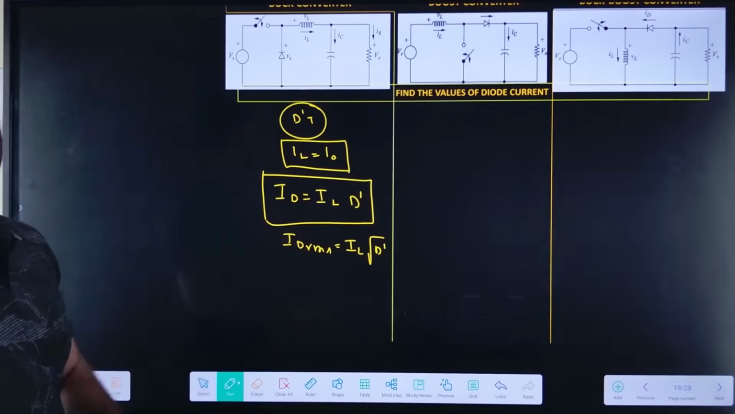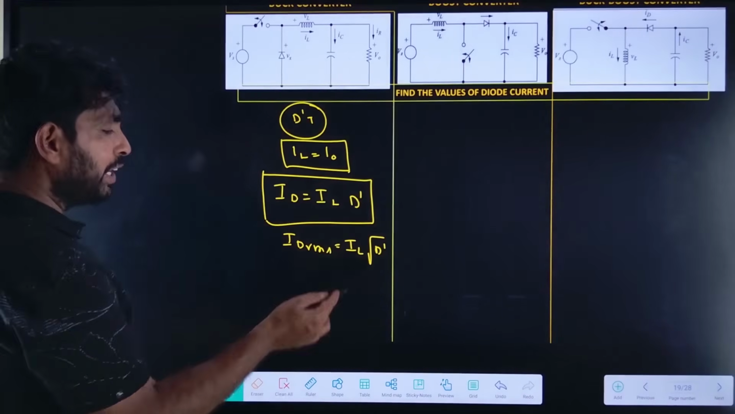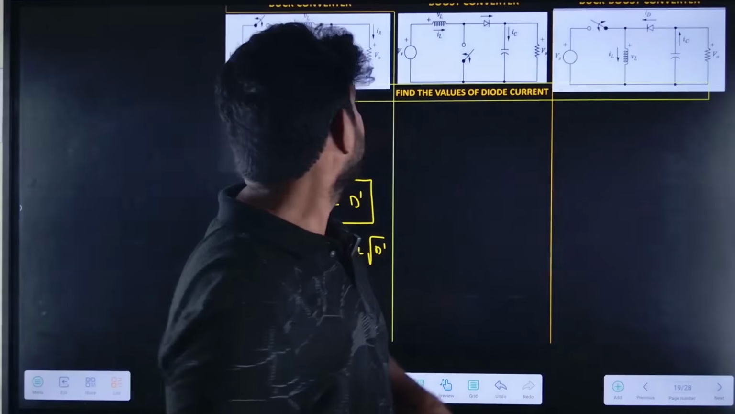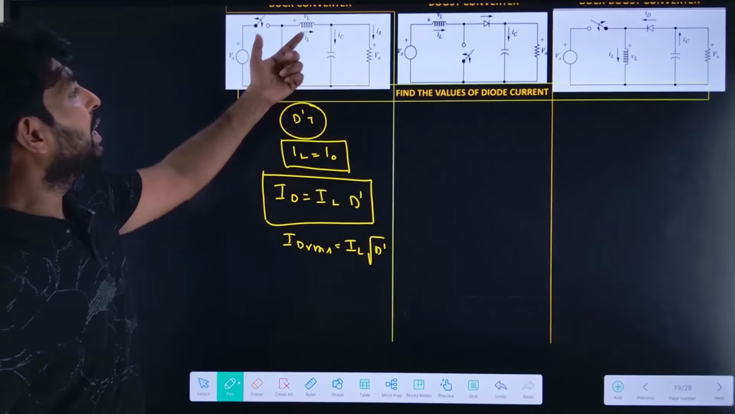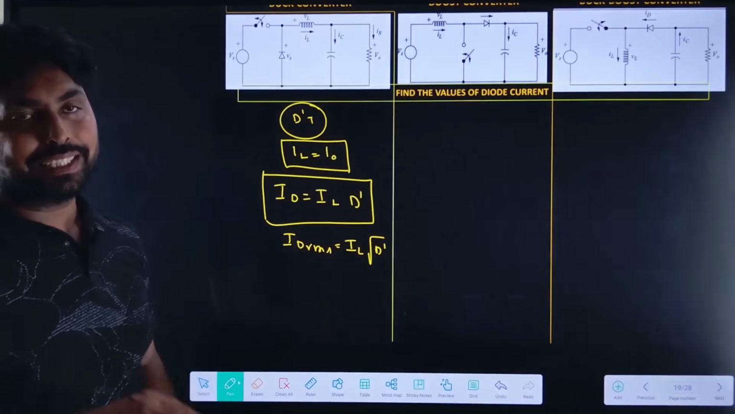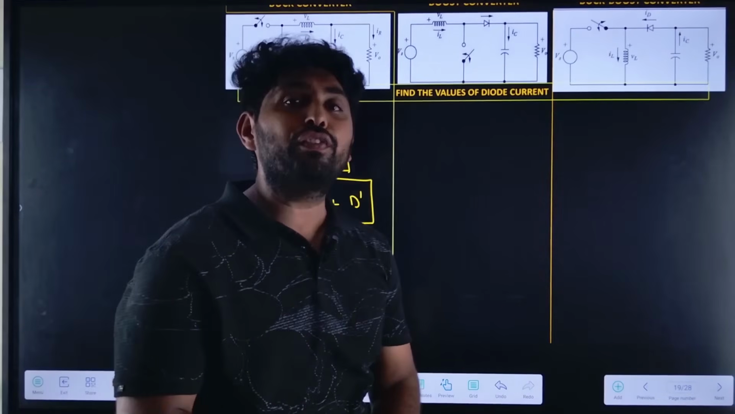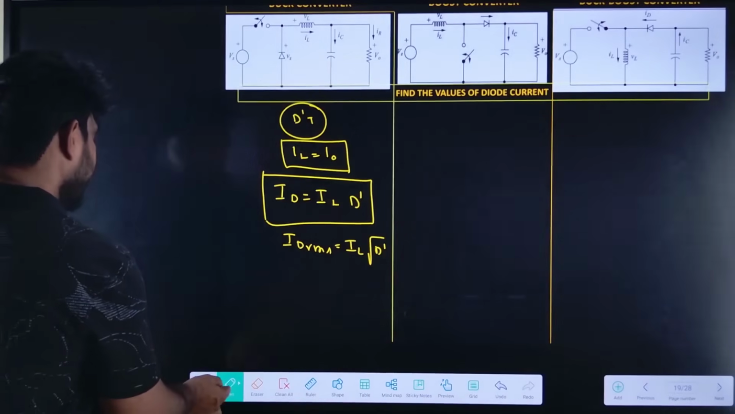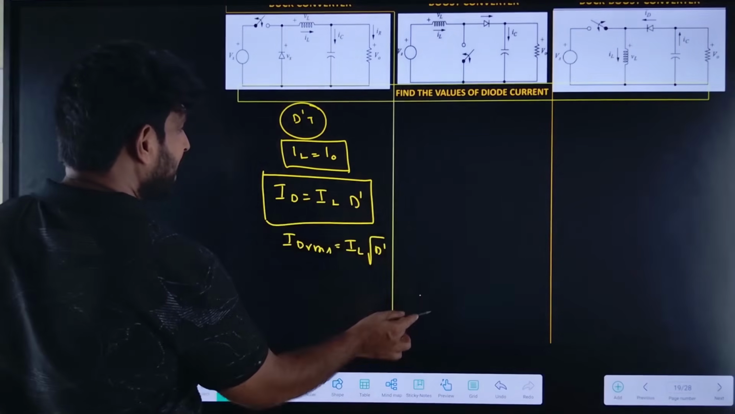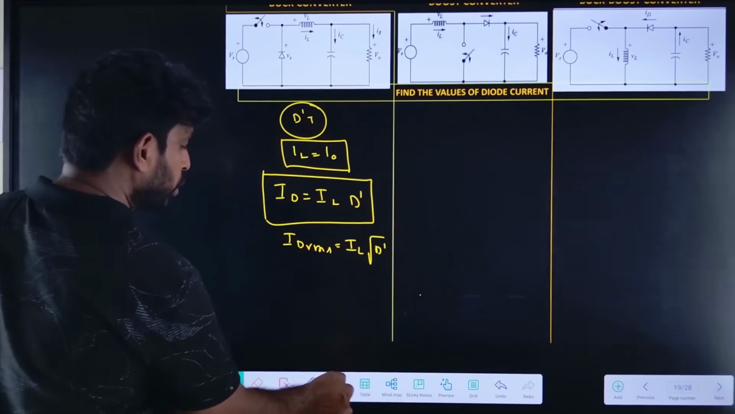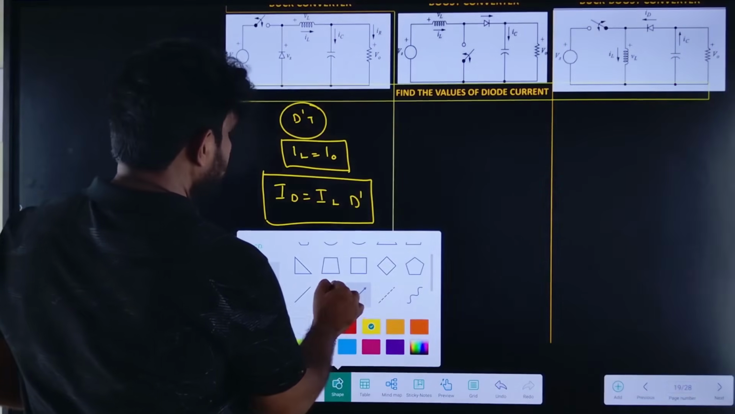So here IL equal to I naught. So if I draw the diode current, how can we draw the diode current? The diode carries the inductor current. Diode current is inductor current during the period of D dash T. Let me draw the diode current waveform so that you can understand.